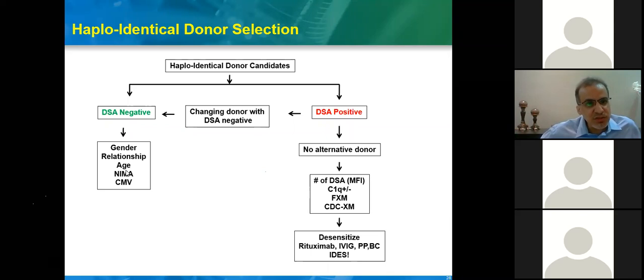And age-wise, in general, younger is better. NIMA-mismatched is always preferred compared to NIPA. Whenever you have a chance to have a NIMA mismatch, you go for the NIMA mismatch. And also for CMV, it's better to match the patient and the donor for CMV status, just to avoid reactivation of the virus.